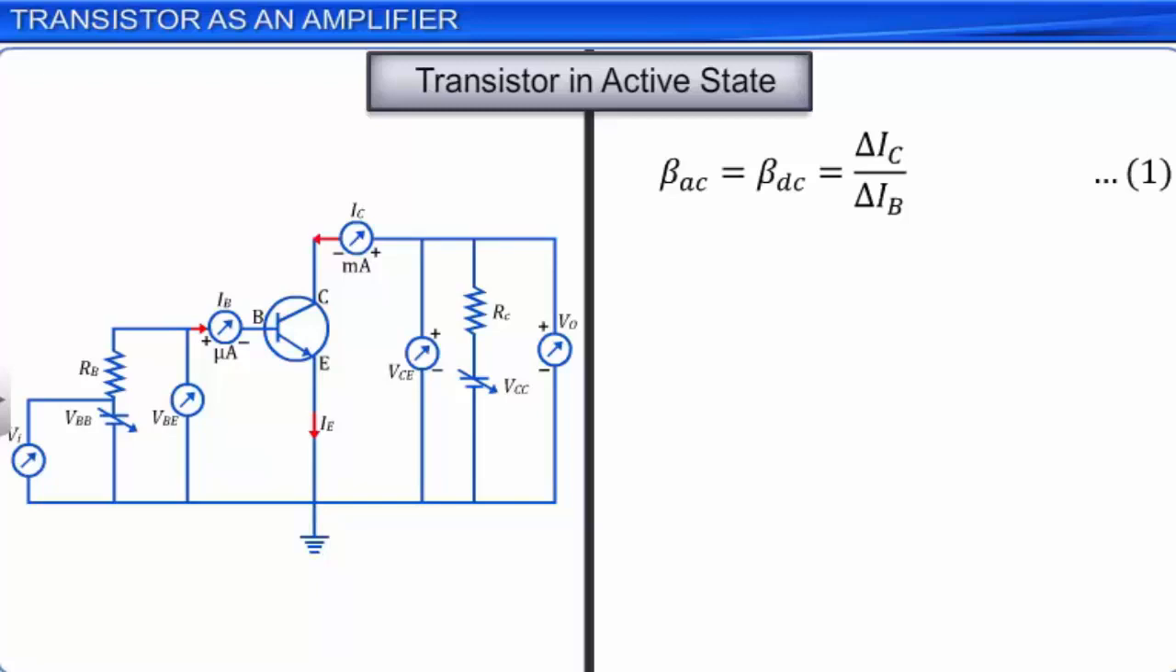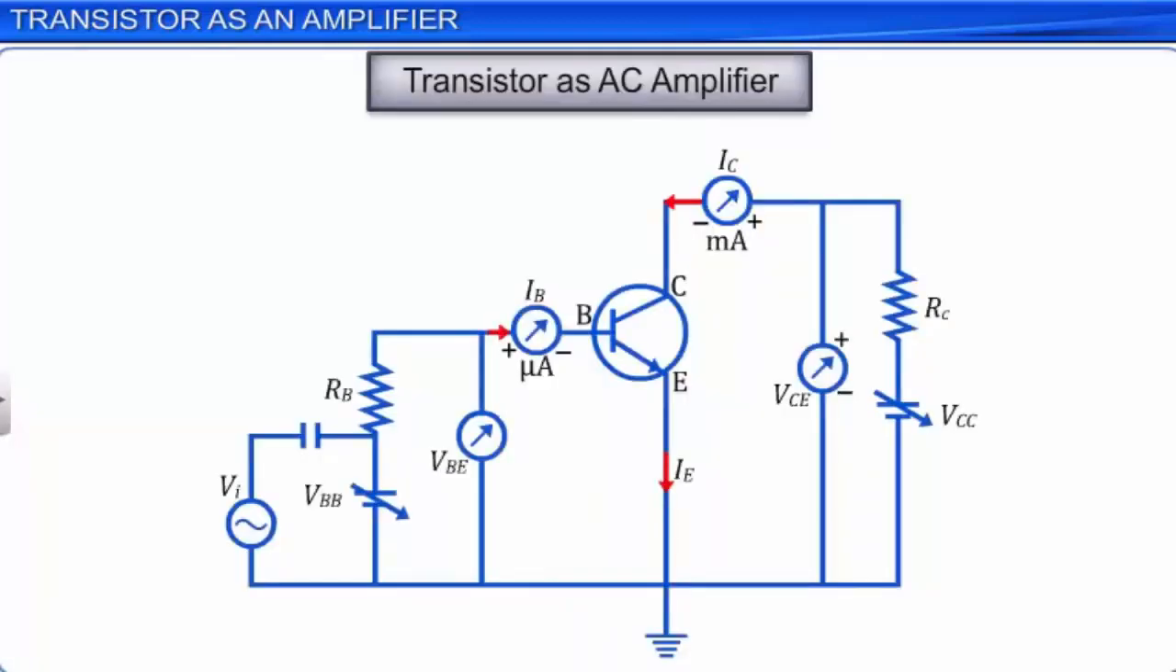And the voltage gain AV is equal to delta VO by delta VI. Let this be equation 2. These expressions are applicable to the transistor as an amplifier of DC voltage. Now let us look at the transistor as an amplifier of AC voltage. An AC sinusoidal wave representing input voltage VI superimposes over the supply voltage VBB for the base emitter circuit. The input AC voltage VI causes sinusoidal variations in the base current IB.